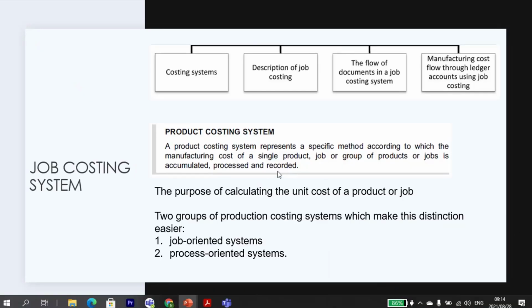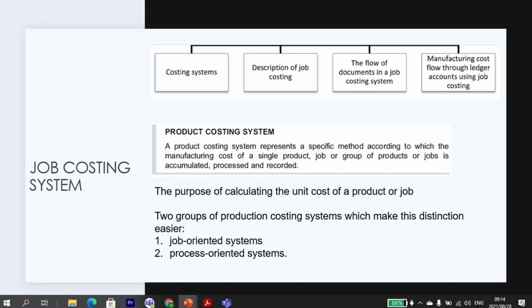So job costing is a costing system. And as I've mentioned, some of the things that we'll be looking at are the description of job costing, the flow of documents within job costing, and manufacturing cost flow within the ledger. So that goes with the recording of the cost.